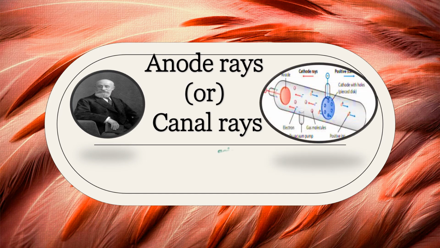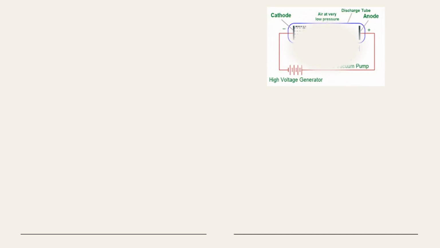Today we are going to learn about the discovery of anode rays, which marked a turning point in the late 19th century. So let's start. Scientists were already familiar with the cathode rays, which are a stream of electrons emitted from the cathode in a discharge tube. During such experiments, what might be happening at the anode?